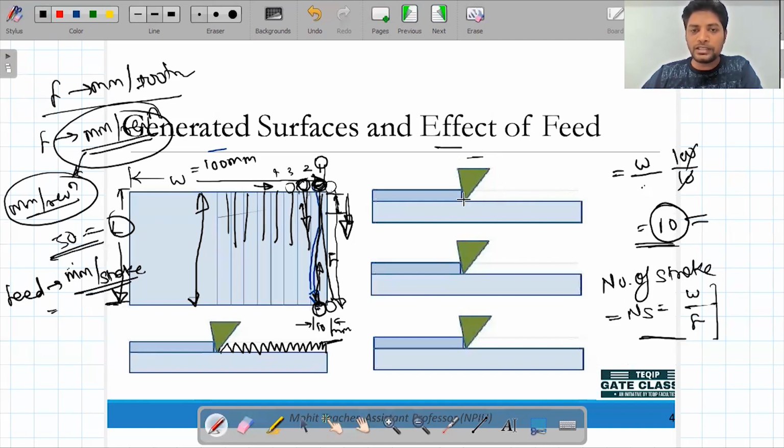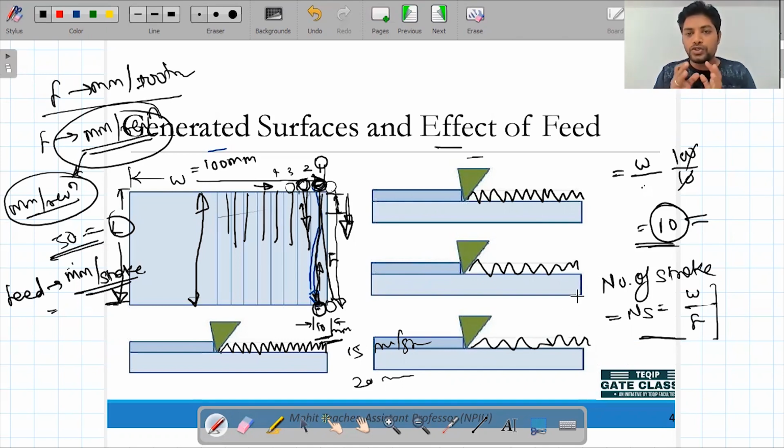Effect of the feed, I just want to explain to you that if you are taking, like here you are taking 10 mm per stroke. Okay, so if you are increasing it, if you are increasing to 15 mm per stroke, or if you have to take 20 mm per stroke. So three cases I am considering. When you are taking this 10 mm, the surface profile generated looks like this. If you increase the feed, it will look like this, and if you are moving from 15 to 20, it will look like this.